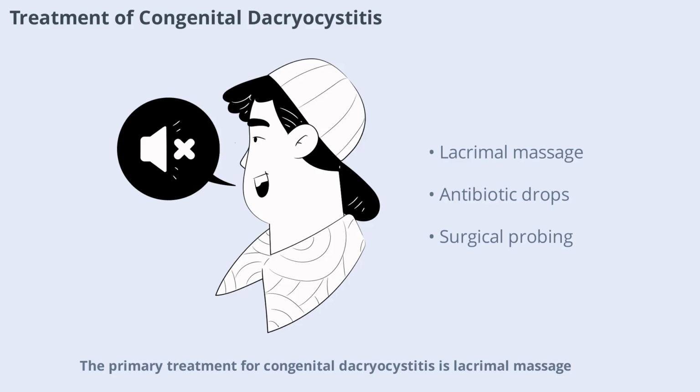Primary treatment for congenital dacriocystitis is lacrimal massage, which involves applying firm pressure over the sac area and moving downward toward the nose. This technique, performed several times a day, can help open the blocked duct. If infection is present, broad-spectrum antibiotic eye drops are used. Most cases resolve with this approach, but persistent cases may require surgical probing of the nasolacrimal duct under general anesthesia.